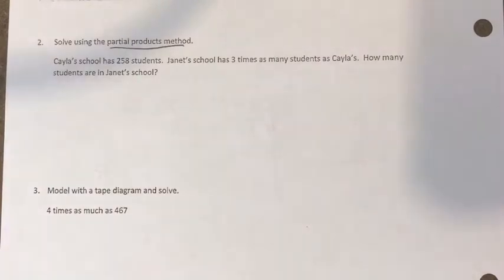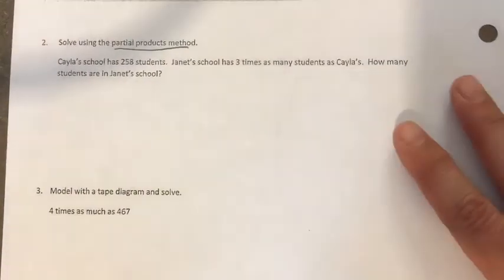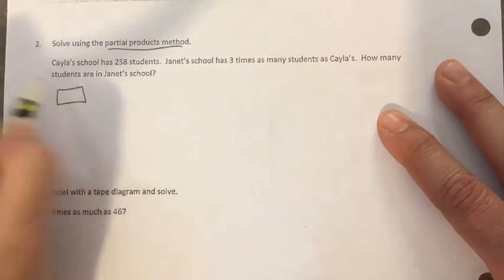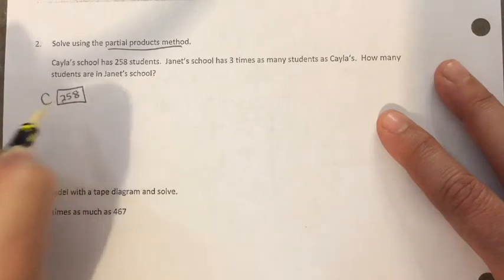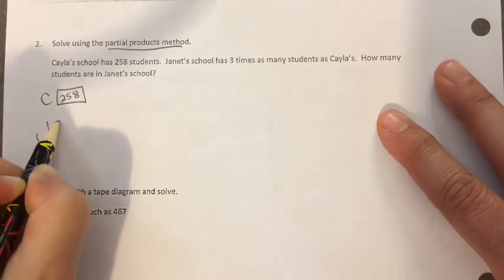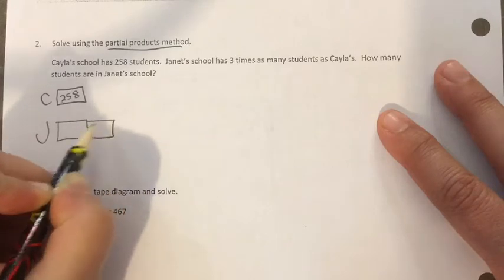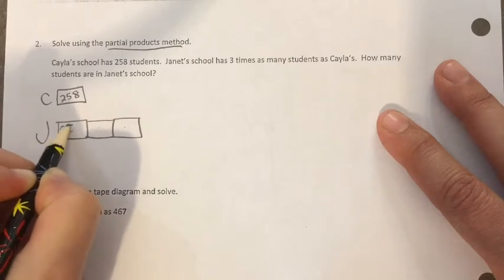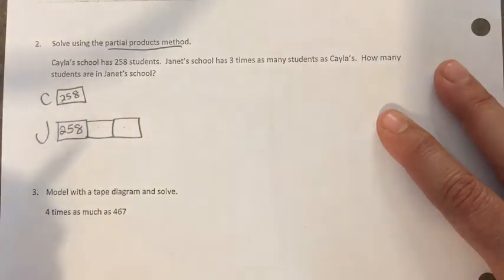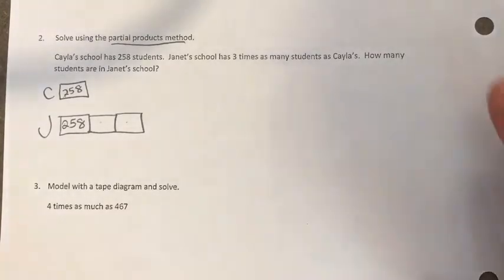Kayla's school has 258 students. Janet's school has 3 times as many students as Kayla's school. So Kayla goes to a smaller school, Janet goes to a bigger school. All right, so I'm going to draw my tape diagram. Here's Kayla's school, 258. She goes to the smaller school. And then Janet's school, 3 times bigger. 1, 2, 3. All right, so what is the population of Janet's school?